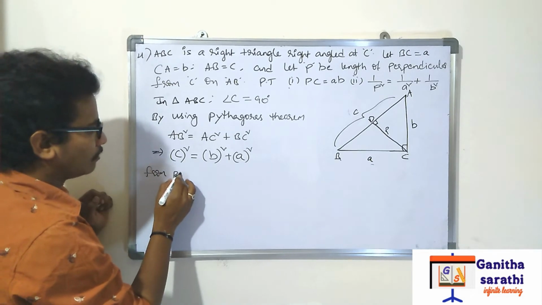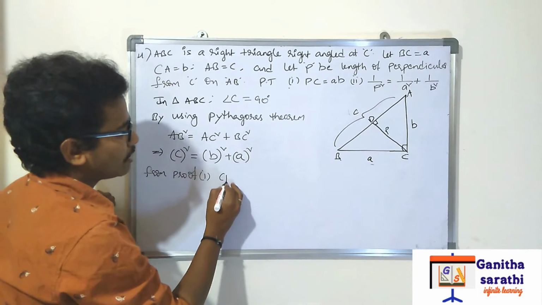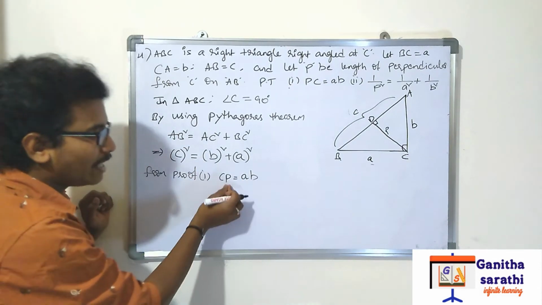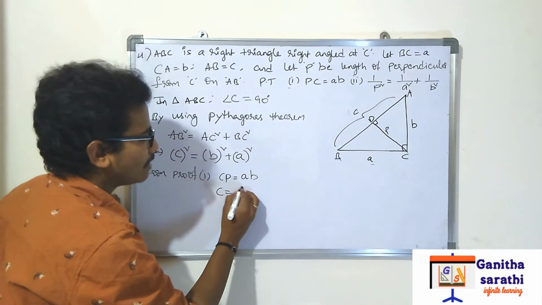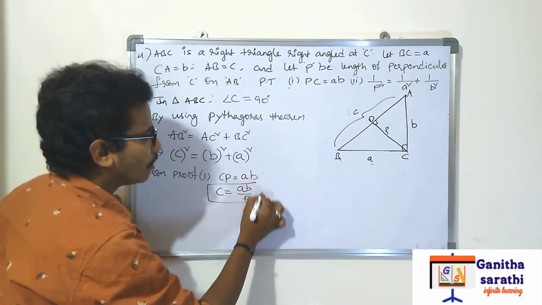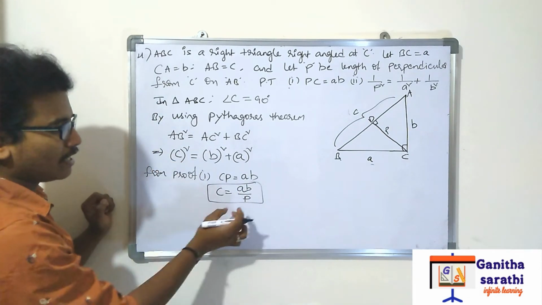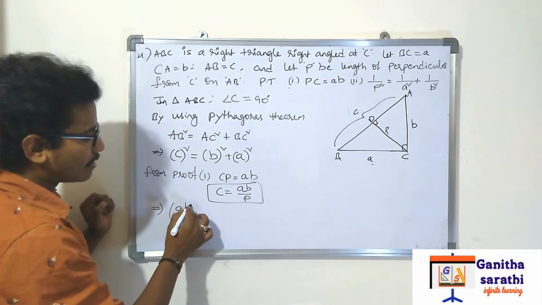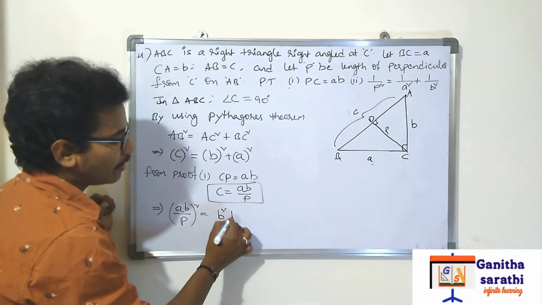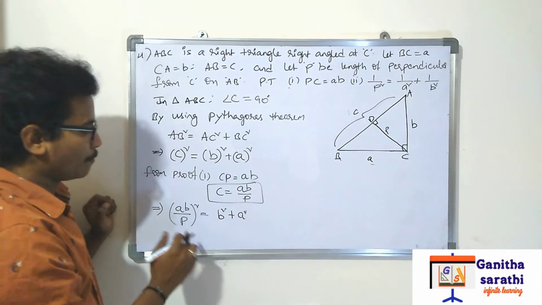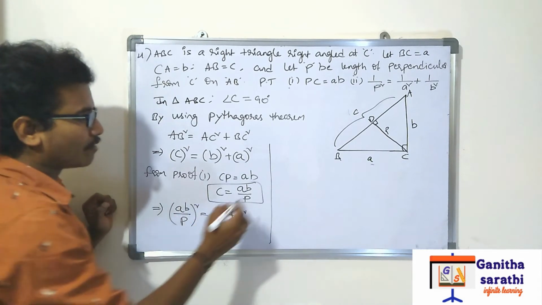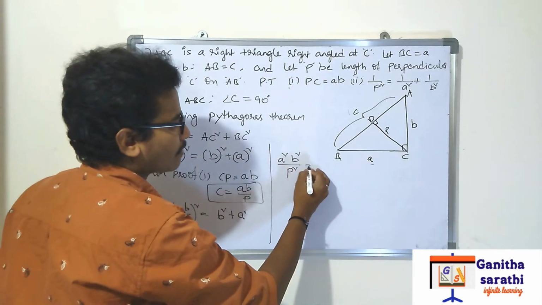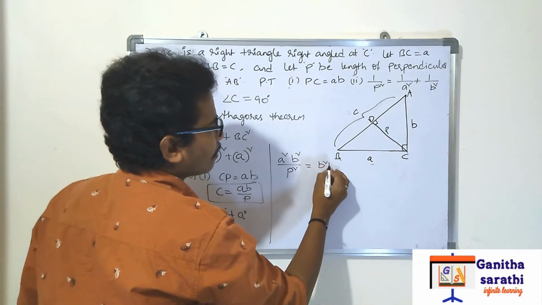So from proof 1, cP is equal to ab. We want the value of c. How can we find it? Make P go to this side. So c is equal to ab by P. Substitute this in this place. Now the value of c is ab by P, whole square, equal to b square plus a square. How can we simplify that? ab whole square we can write as a square b square, by P whole square means P square, is equal to b square plus a square.